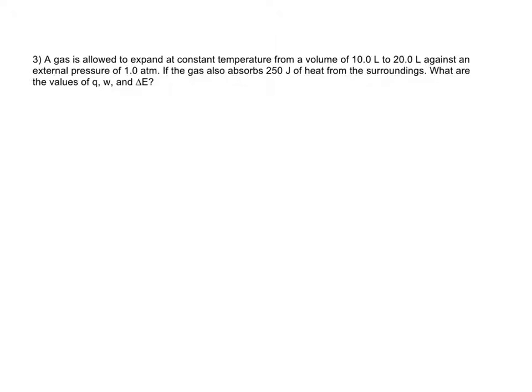So W is equal to negative 1.0 is our pressure, and our change in volume here is 10 liters because we went from 10 to 20, so that's an increase of 10. And then if we multiply that out, we get negative 10 liter atmospheres, and we convert that to kilojoules. That's 1.0 kilojoules of work done by the system on the surroundings. All right, so that's our value for W, negative 1 kilojoule.